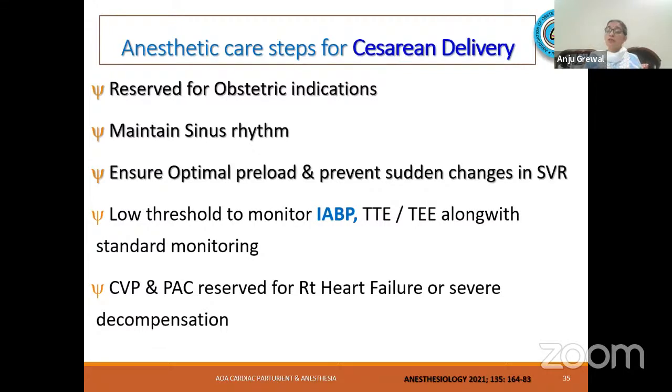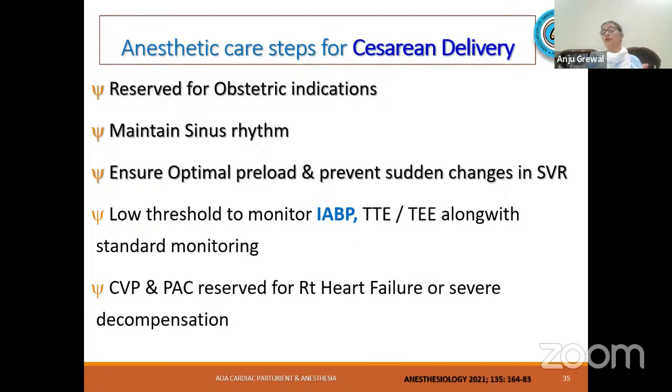Now, these sudden changes can actually occur not only with spinal anesthesia, but can also occur with general anesthesia as well. You can have drugs that can cause a sudden drop in SVR, sudden myocardial depression. So they can also be equally dangerous, right? So it is not the technique, but how you do that technique is what matters in these mothers. We have to have a very low threshold.